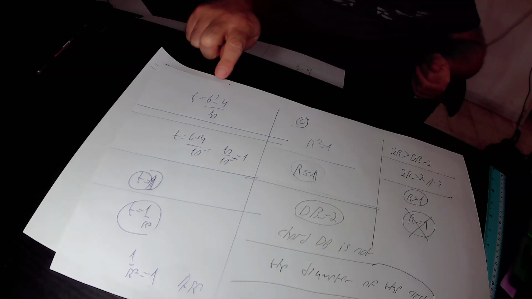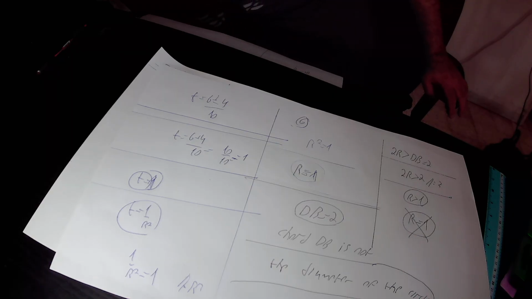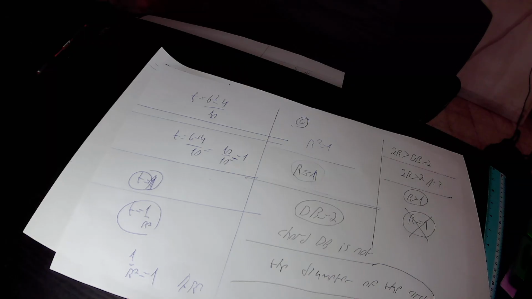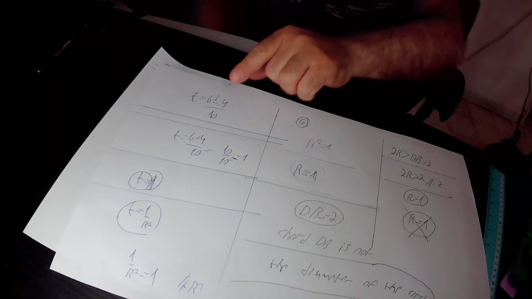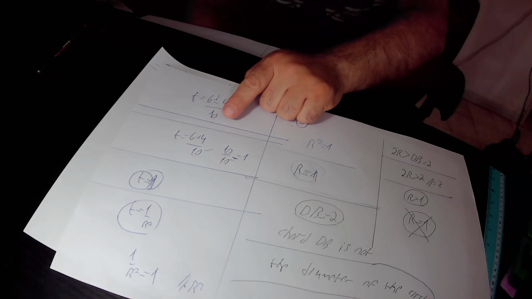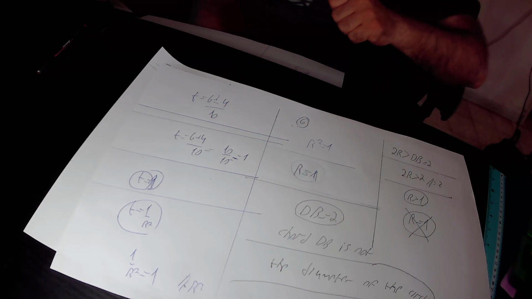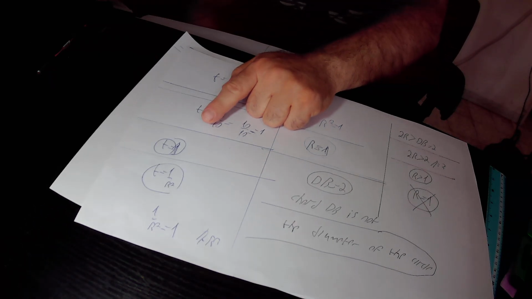The first solution for t is that t equals 6 plus 4 over 10. 6 plus 4 is 10 and 10 over 10 is 1. So according to the first solution, t equals 1 from one side.